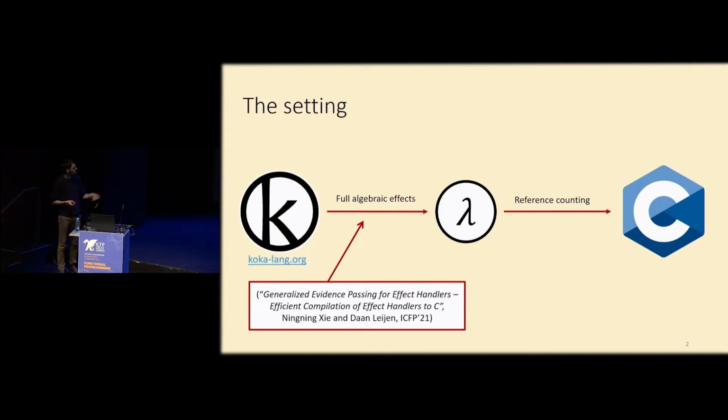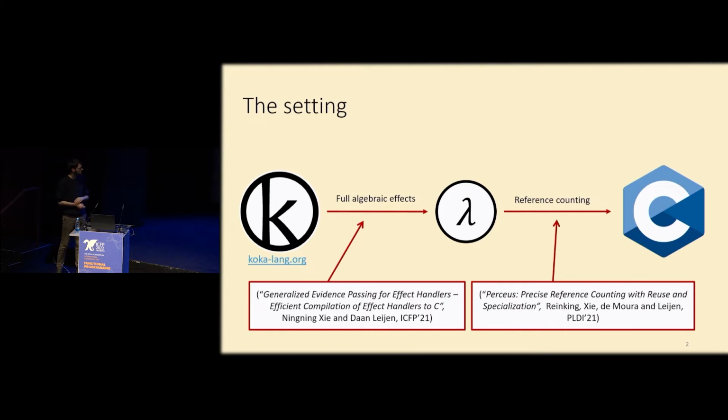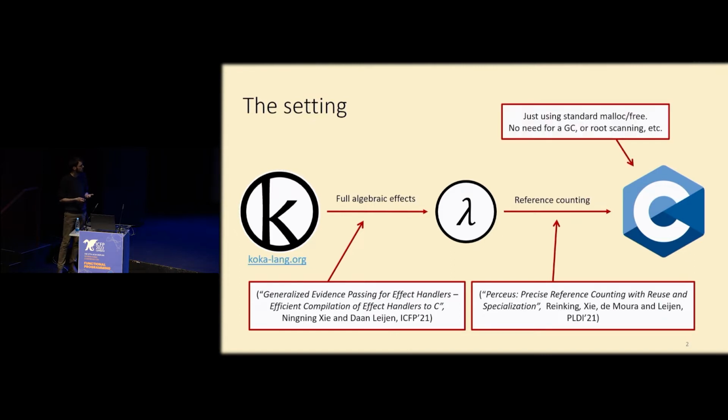And then we go from this pure lambda calculus to C code by inserting reference counting instructions according to the Perseus algorithm, which was also introduced last year at PLDI. And a nice thing about these two steps is that none of them need to capture the stack in any way. So in particular, we obtain C code that can just use standard malloc and free. There's no need for any kind of GC or root scanning or anything like this.